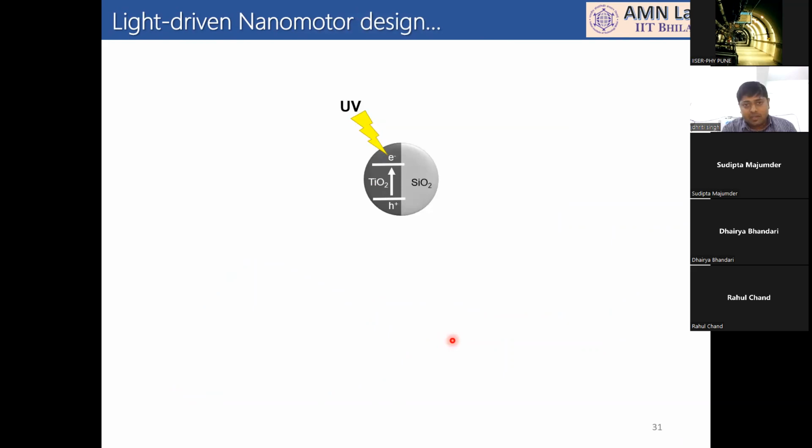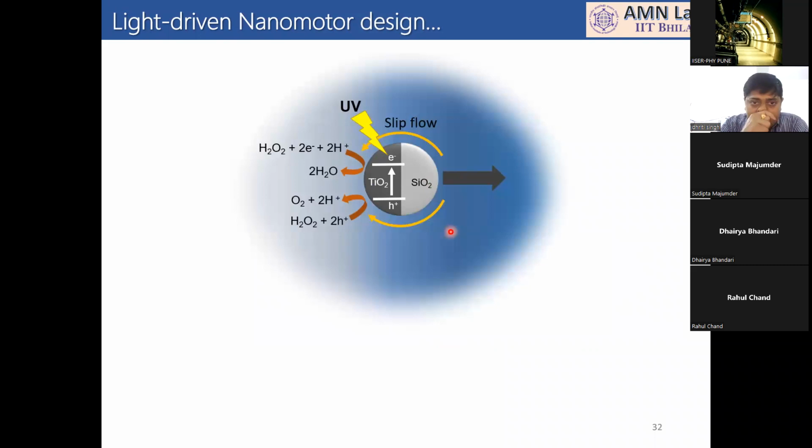And when you shine it with the UV light of the right wavelength, matching the band gap of the TiO2, then it generates electron and hole pairs. And when you put it in the peroxide medium, following these two half reactions, it decomposes the peroxide only on one side and forms a chemical gradient, and the particle will move as per the mechanism that I have discussed before.